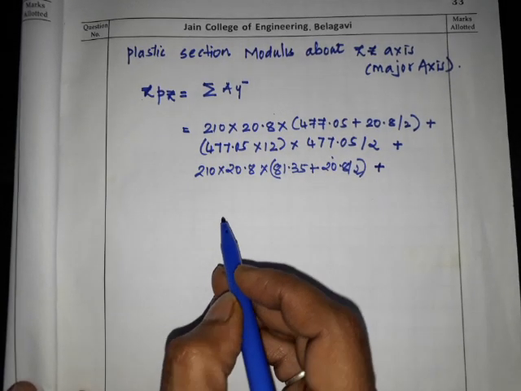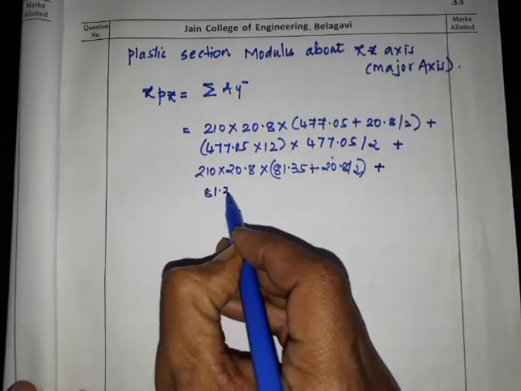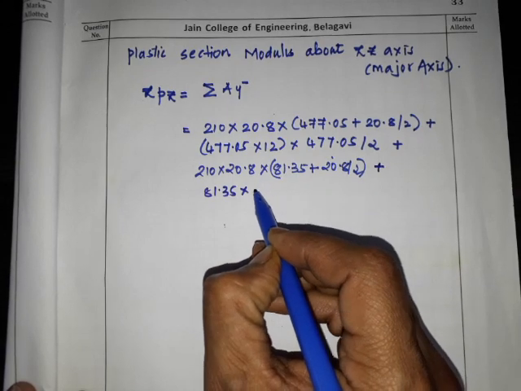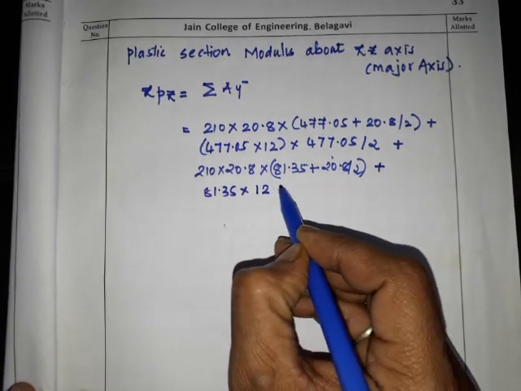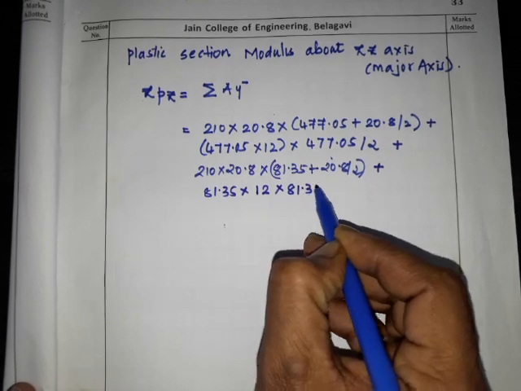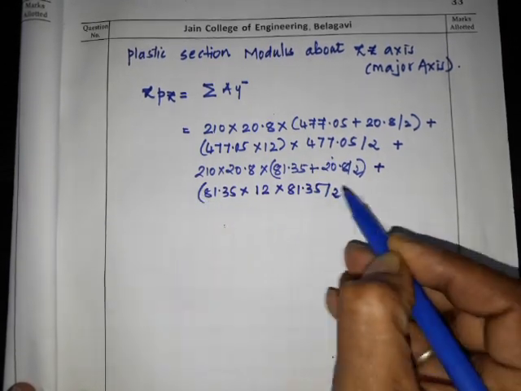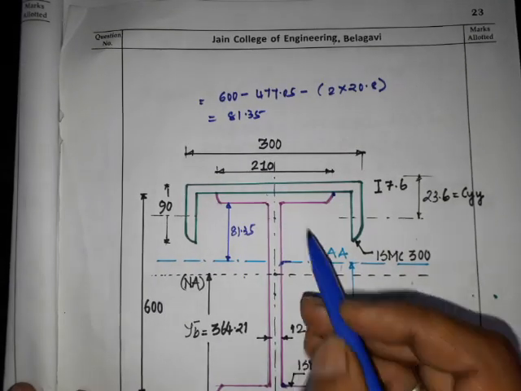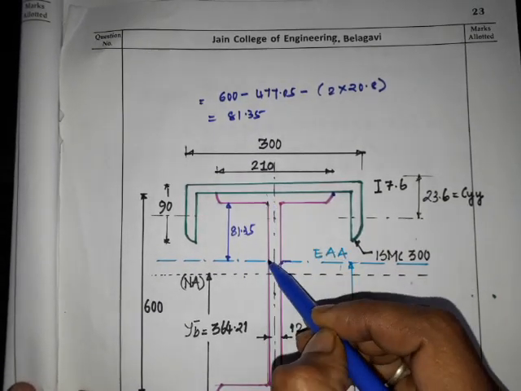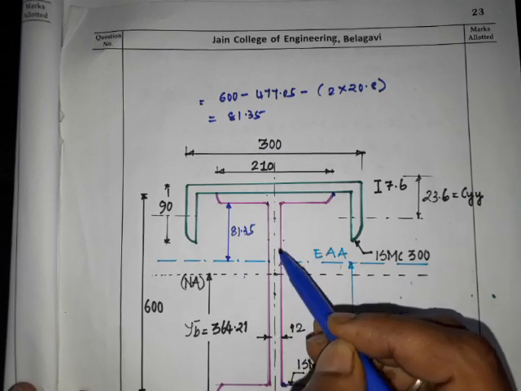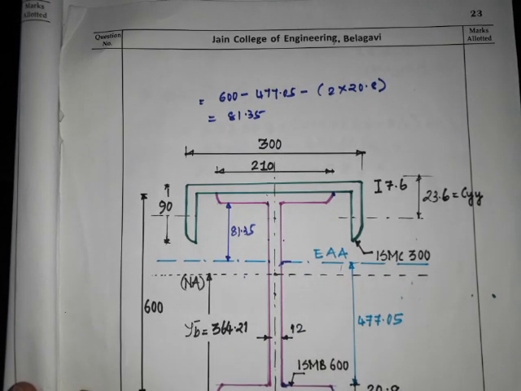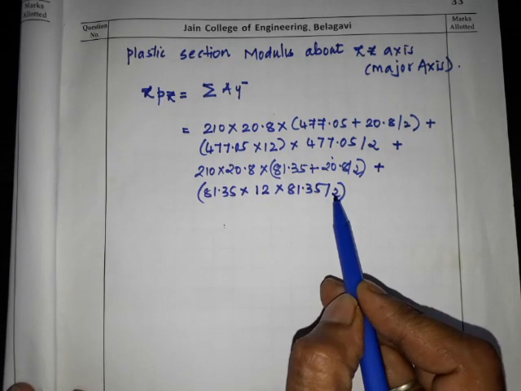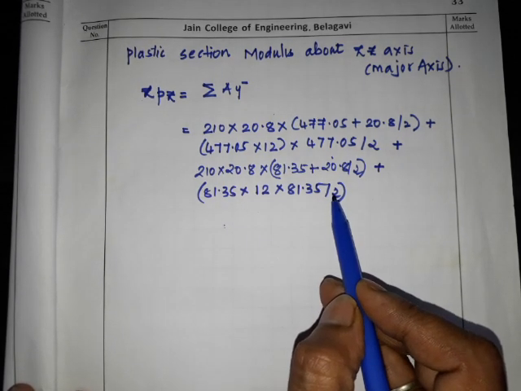So the area of web is 81.35 into the thickness of web, which is 12, into 81.35 divided by 2, correct? So this is regarding the portion of web above the equal area axis.